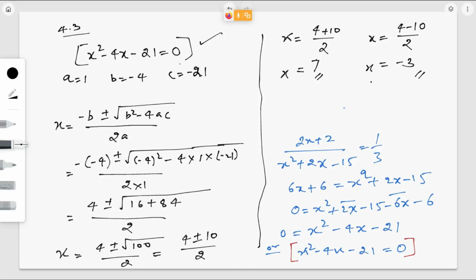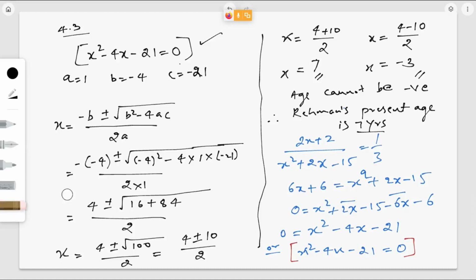So back to the question. What was the question? Find his present age. We need to find age here. So age cannot be negative. Therefore, Rahman's present age is 7 years. Okay, Rahman's present age is 7 years. Okay, copy this one and then try the next one.